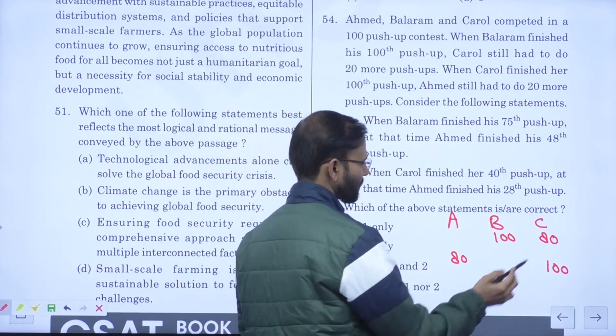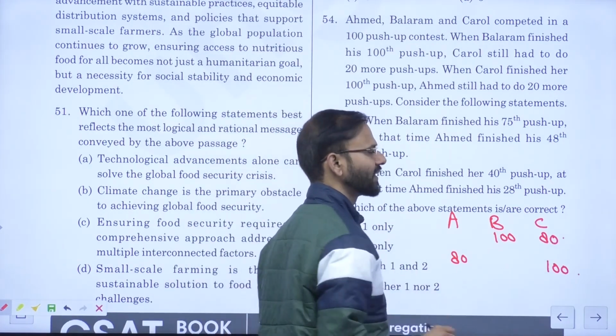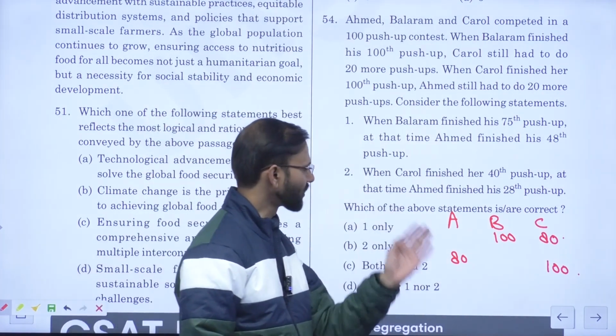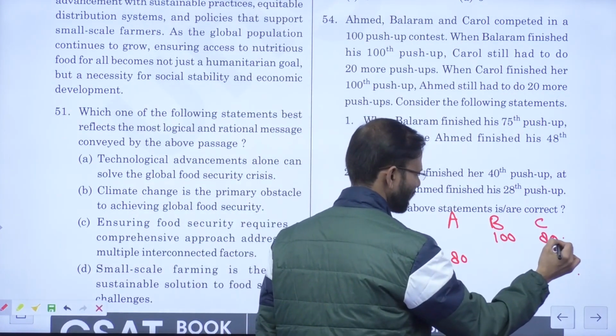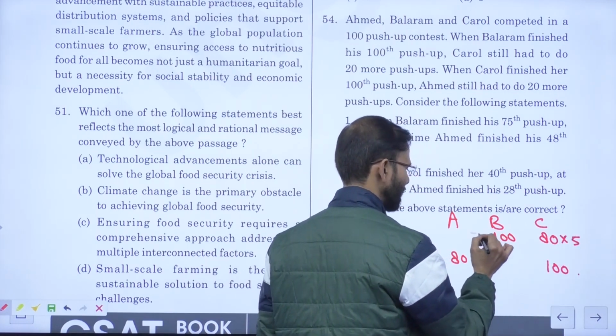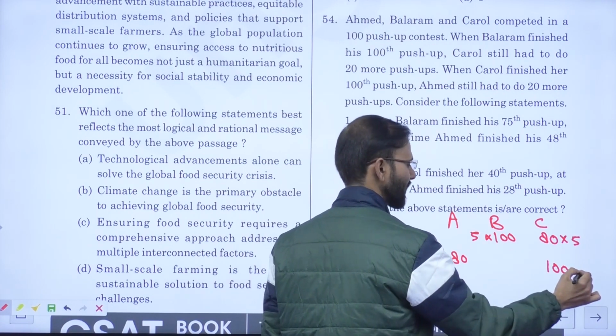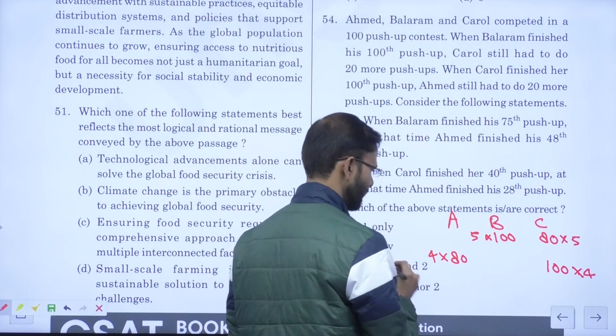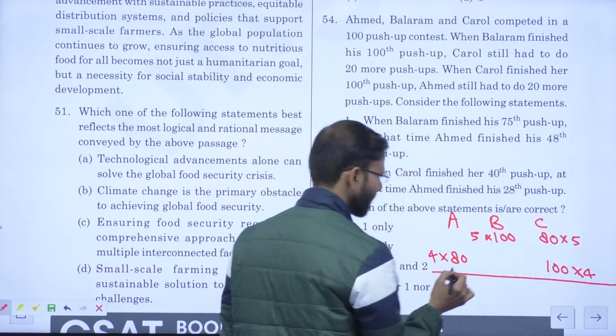So do one thing, 80 and 100, take the LCM of 80 and 100. What is the LCM of 80 and 100? This is 400. So make all of them as 400. If you are making this as 400, you are multiplying this by 5, and obviously you have to multiply this by 5 also. But if you are making this as 400, you are multiplying this with 4, so you have to multiply this with 4 also. Fine. So just think about it, guys.